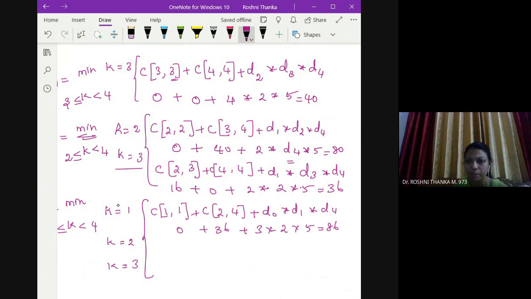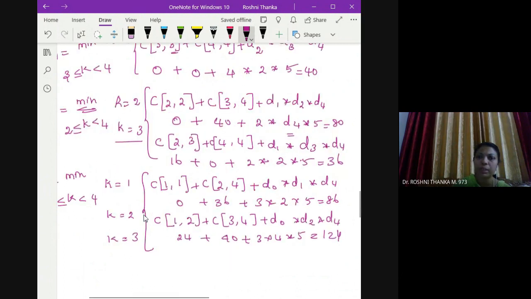Similarly, when k value is 2, i value is 1, and here the k value is 2, plus C of k plus 1 means 3, comma j value is 4, plus d i minus 1, d0, into k value here is 2, into d j value, that is 4. So when you substitute the values, 1 comma 2 we already found, that is 24, 3 comma 4 also we have already found it is 40, plus 3 into 4 into 5. The answer we will get is 124.